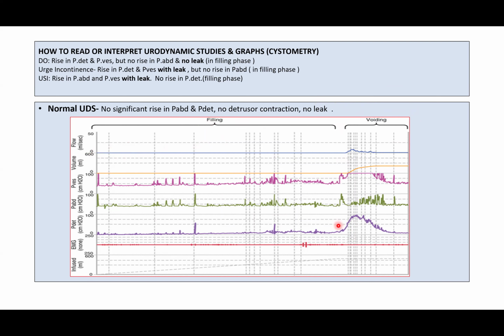So in the filling phase, this was the first graph which we discussed. See the vesical pressure. Is there any rise? No rise. Abdominal pressure, is there any rise? This green line, no rise. Detrusor pressure, is there any rise? No rise. So this is your normal urodynamic study. There is no detrusor contraction, no leak. Clear, everyone? No leak and no detrusor contractions here. So this one is a normal graph.